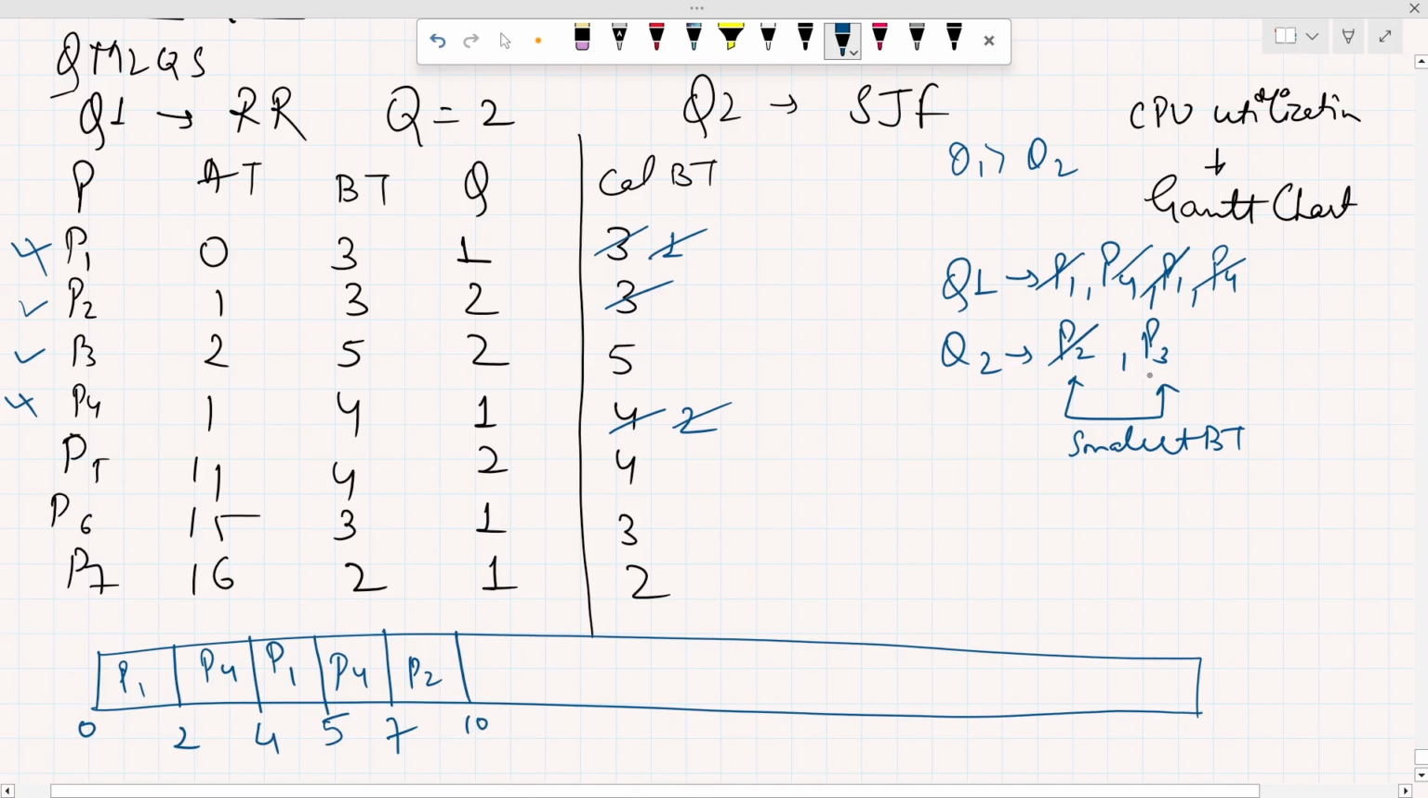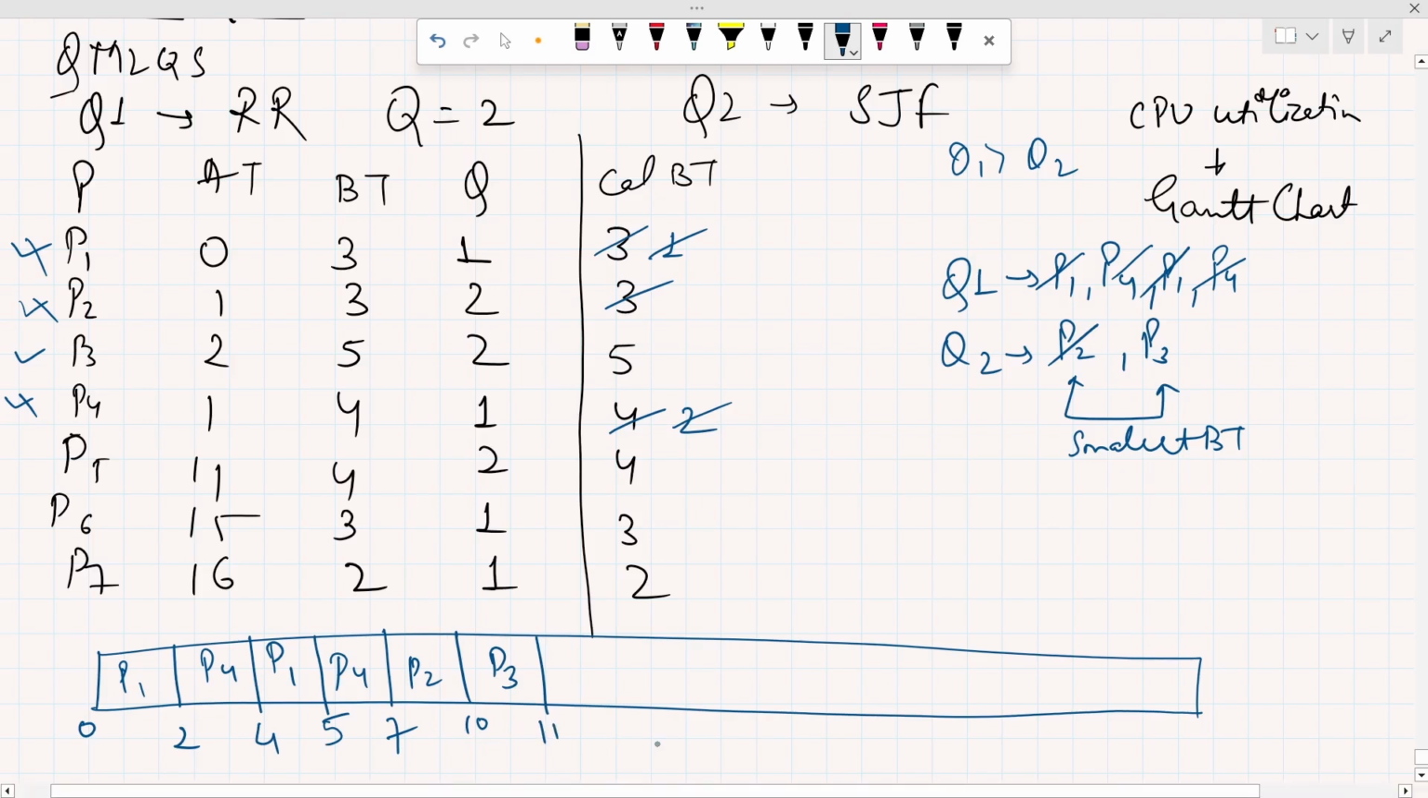P2 is completed. Now at arrival time 10, is there a new process? There is no new process. It means we have to check Q1. Is there a process in Q1? The answer is no. Is there a process in Q2? The answer is yes. The P3 process is there, so P3 will get the CPU. Since there is only one process, we are not going to check the burst time or anything else. So from 10 to 15, this is the important thing, we are going to execute this completely. We are not going to stop at 11.